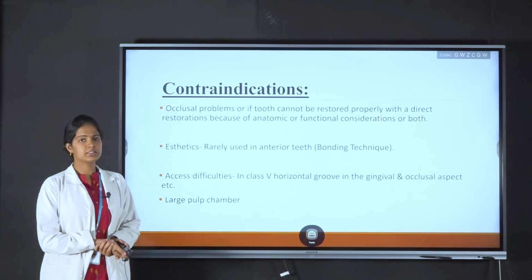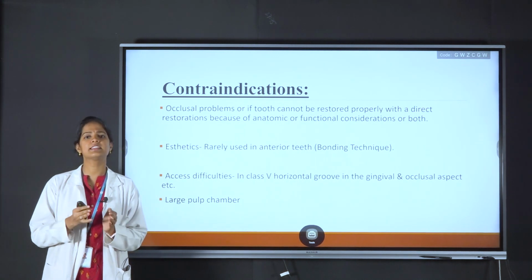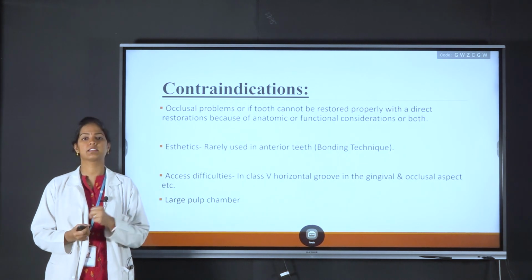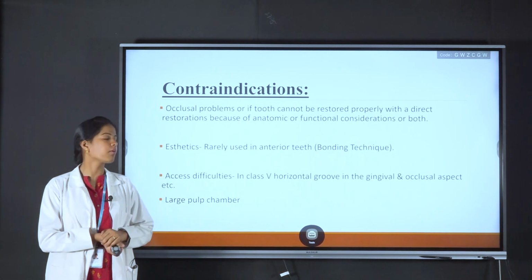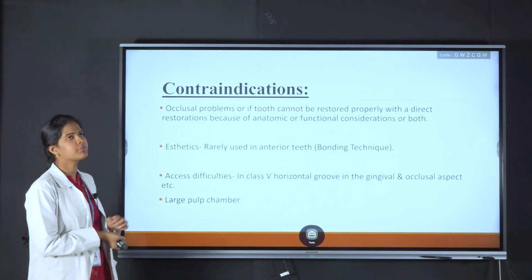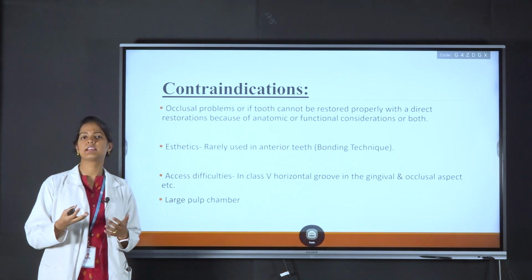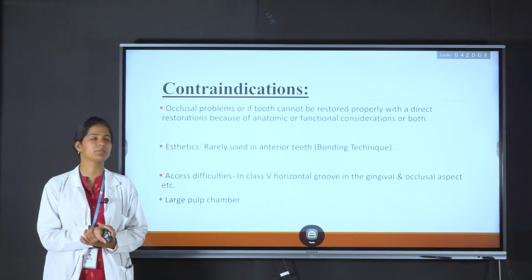Coming to the contraindications, the absolute contraindication for a complex amalgam restoration is a case where the patient has occlusal problems, where there are high masticatory forces. In such cases, it is a big no-no to give a complex amalgam restoration. Apart from that, because it is an amalgam restoration, for aesthetic concerns in anterior teeth, it cannot be used.